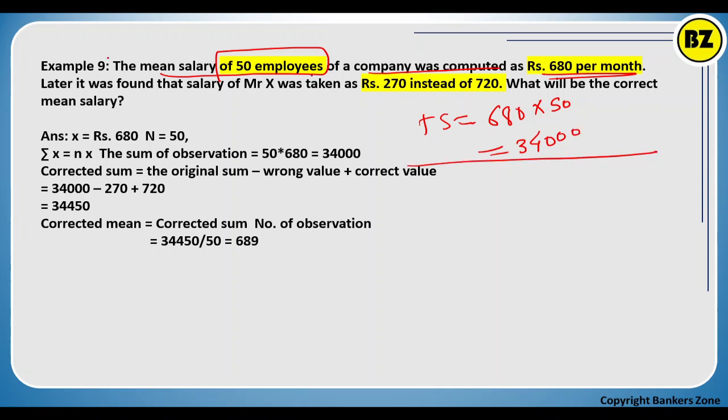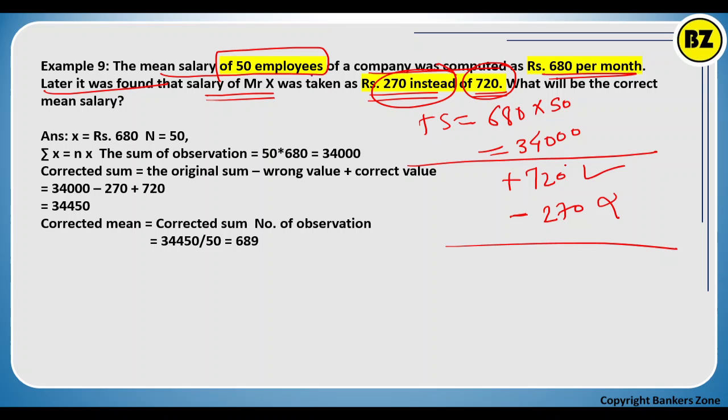Now what they have given: later it was found that the salary of Mr. X was taken as 270 instead of 720. So what is taken as 270 instead of 720? That means 720 is the correct value and 270 is the wrong value, right? So add the correct value, subtract the wrong value. You can easily, it is basic, right? 270 is taken mistakenly, but 720 is correct. So you have to add 720, the correct value, and subtract the wrong value.